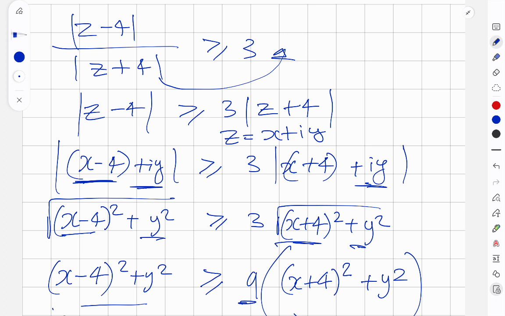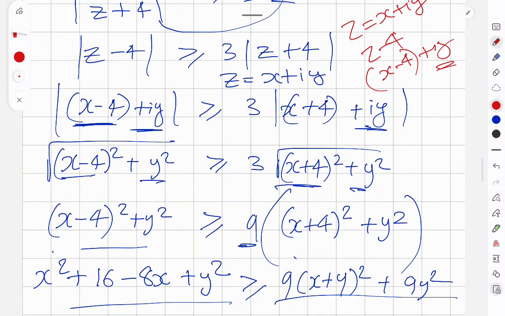How did it become this? Substitute z equals x plus iy. There is a 4, so z minus 4 will be x minus 4 plus iy. So this is the real part and this is the imaginary part. You're substituting x plus iy in z. It should be x plus iy minus 4, but then you just swap it. I always write the real part on one side and the imaginary part on the other. And this part is the modulus.